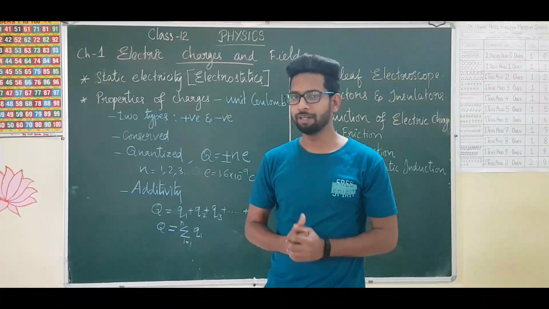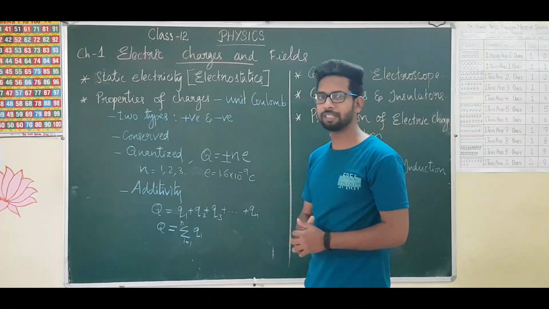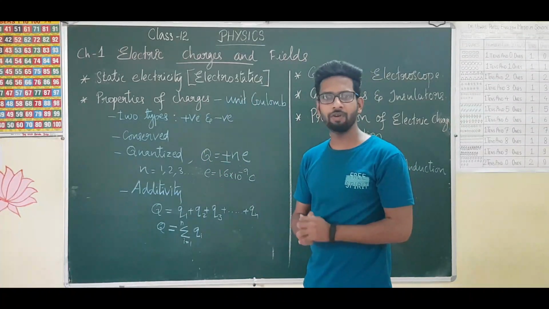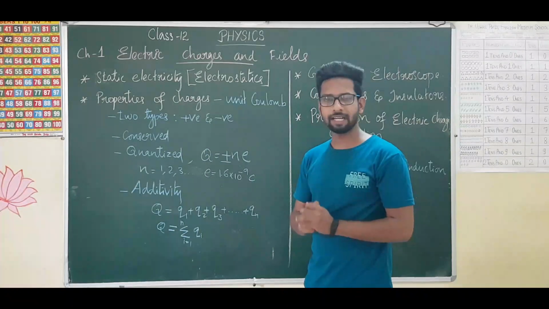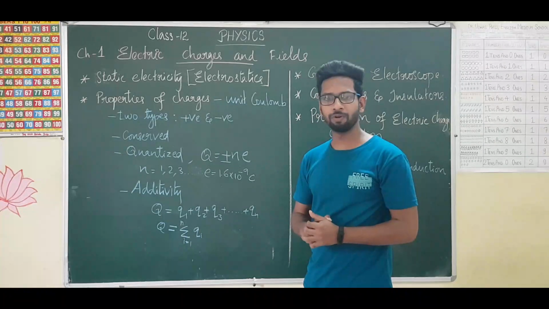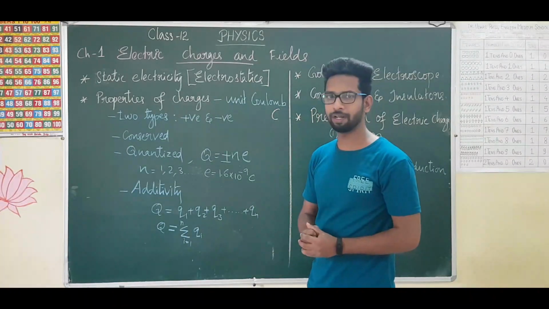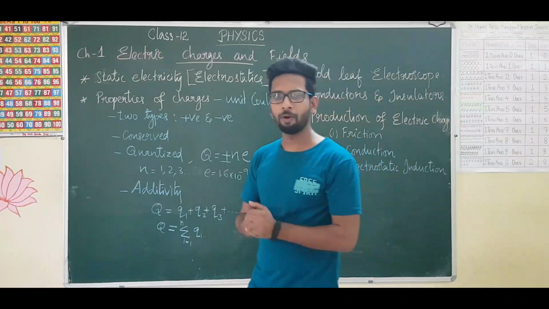So here we are dealing with the charges. What you have to study first is the unit of charge. What is the unit of charge? In 10th standard you have studied the unit of charge. Charge is represented by small letter q or capital Q. The SI unit of charge is coulomb. It is represented by capital C. That's the first point. Now we can move to the properties of charges.